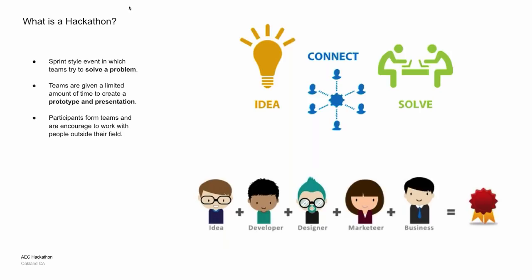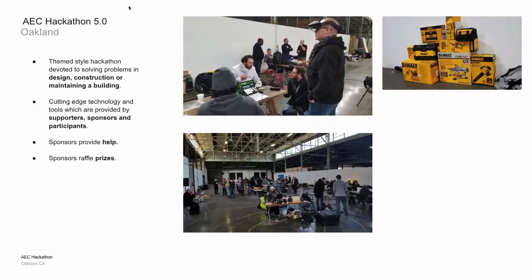So the AEC Hackathon is a theme-styled hackathon, and it's completely devoted to the design, the construction, and the maintenance of buildings. They use cutting-edge technology, which is provided by the sponsors, the supporters, and even the participants will bring in technology. The sponsors provide help, and they also raffle off prizes. I think throughout the weekend, DeWalt raffled off a bunch of power tools. I actually didn't win anything, but I'm still going to do a recap of it.